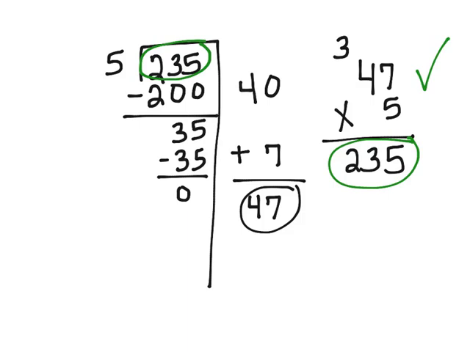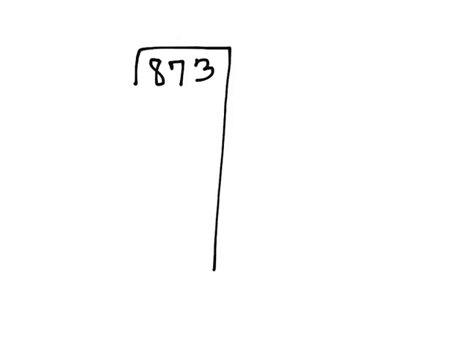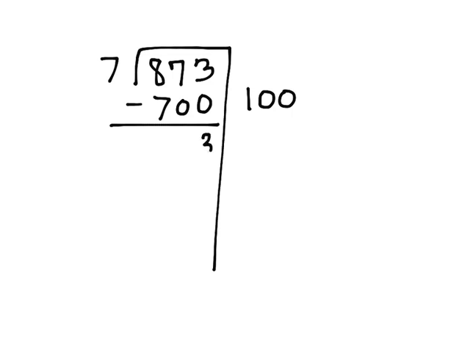Let's do one more. All right, let's do 873. We are going to divide that by, let's do 7. Now I can do 100 groups of 7 is equal to 700. Subtract. 3 take away 0 is 3. 7 take away 0 is 7. 8 take away 7 is 1.